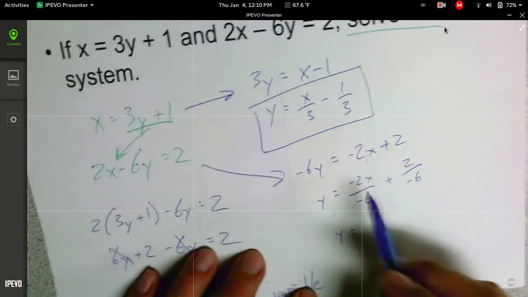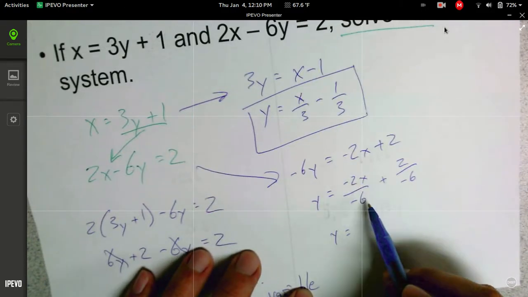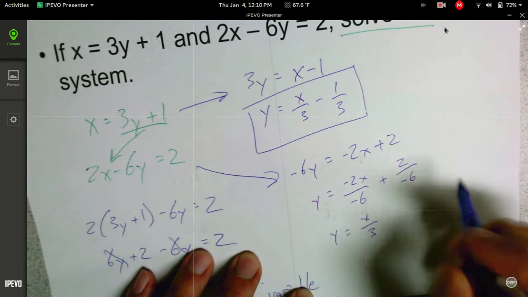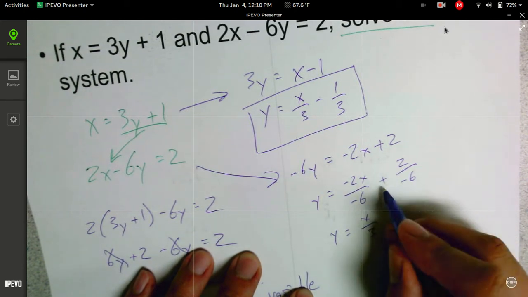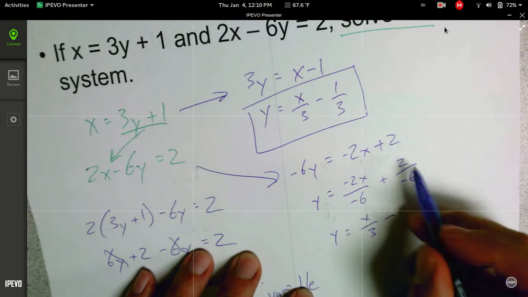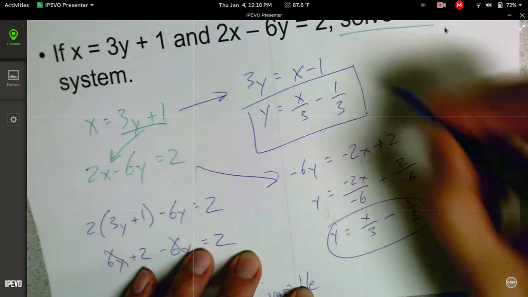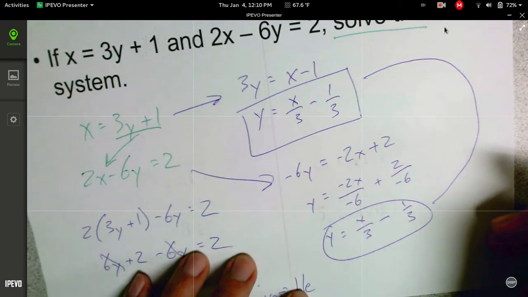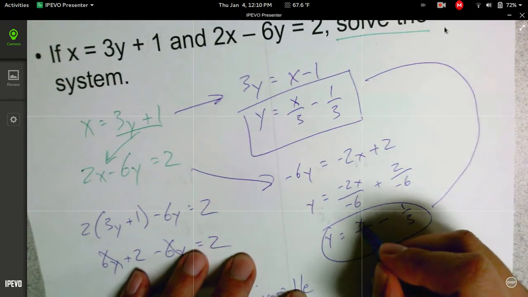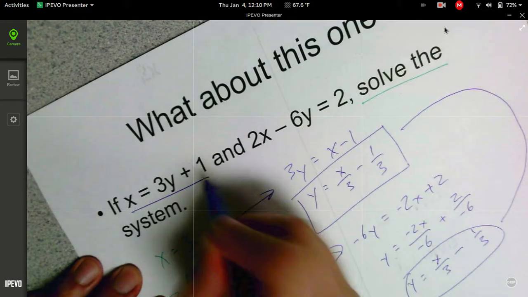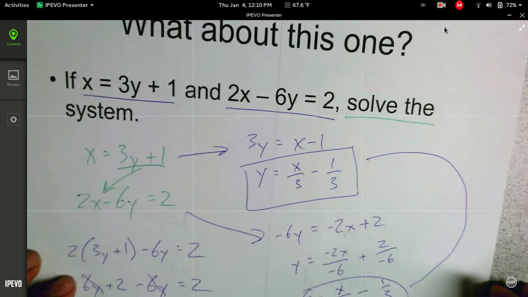The negatives cancel. The 2 goes into 6 3 times, so we're going to end up with x over 3. Then we have a minus here, so this plus becomes a minus. 2 divided by 6 is 1/3. And these two lines are the same. Oh my god. All right, so we ended up with two different looking equations that in the end turned out to be the same equation.